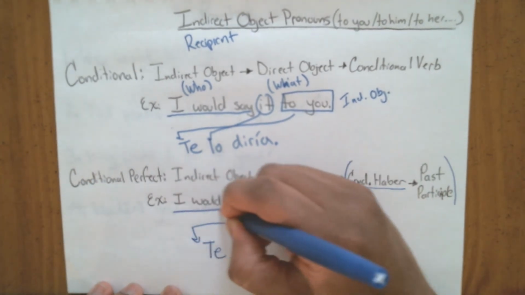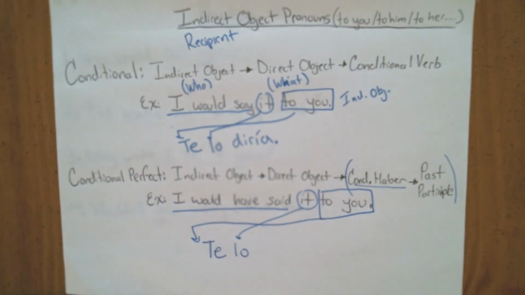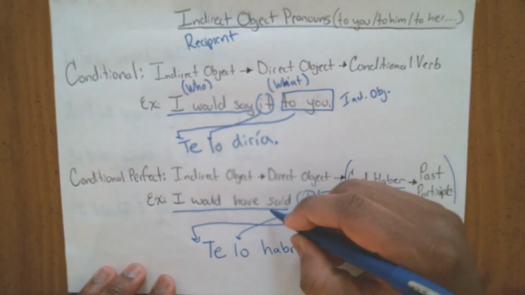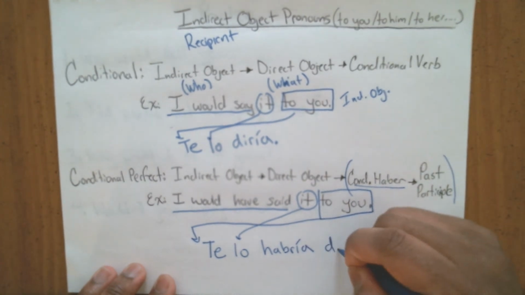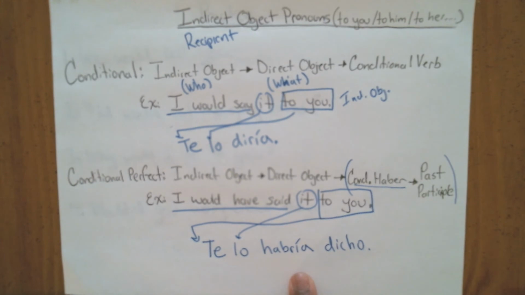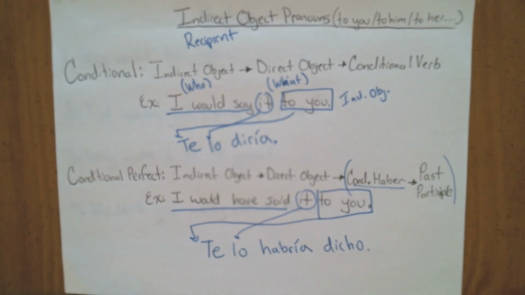Now, what about "I would have said"? "I would have said" is a conditional perfect statement. It's a "would have" statement. You take your verb for "have" and put it in the "would" form. So it's habría. And then "said" in the past participle is dicho. Okay? Te lo habría dicho. Te lo habría dicho. To you, it, I would have said, or I would have said it to you.